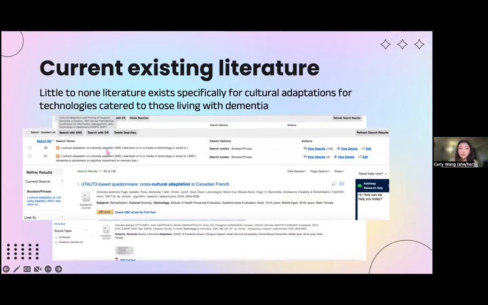Oh, and then just another search. When I took out one of the search terms to make it just cultural adaptation and technology in general, I, of course, got a lot more search results, around 135 in comparison to the 2, or previously 0, that I had.